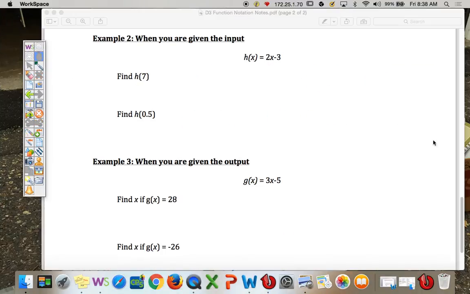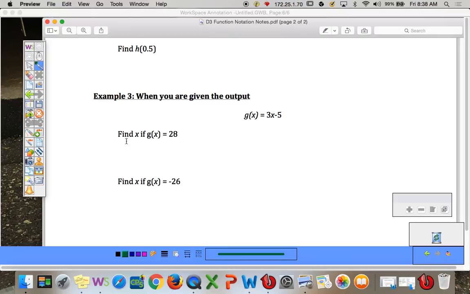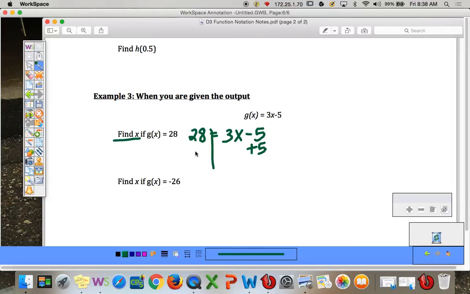But sometimes I give you the output or the answer, and then you have to solve for x. So these problems will say find x. If the answer, g of x, is 28, so here we plug a 28 in for g of x, 28 equals 3x minus 5, and now we're going to find x. So now it's just algebra. You add 5 to each side, we get 33 equals 3x. Divide by 3. So here we want x. x is 11.